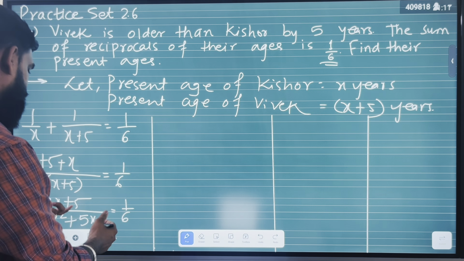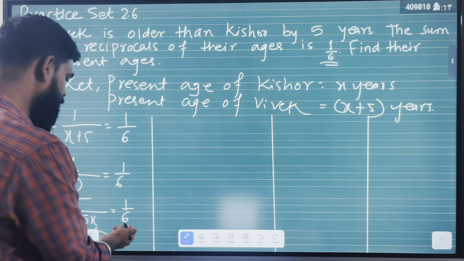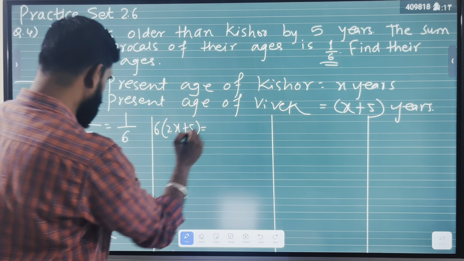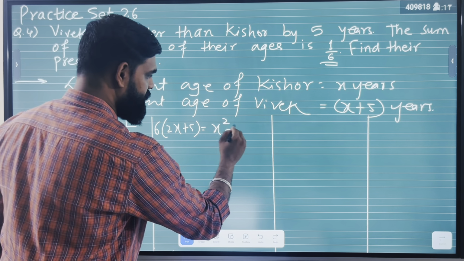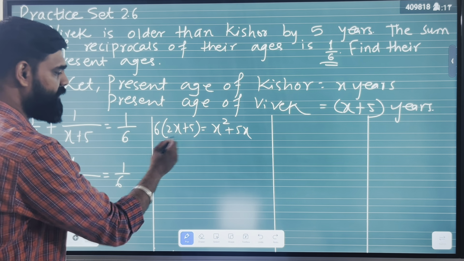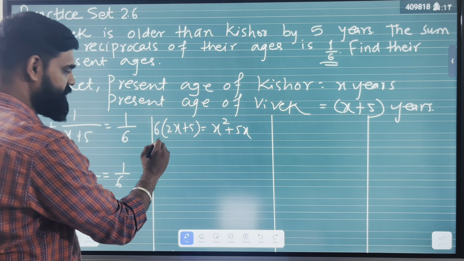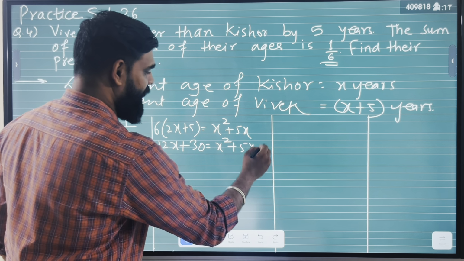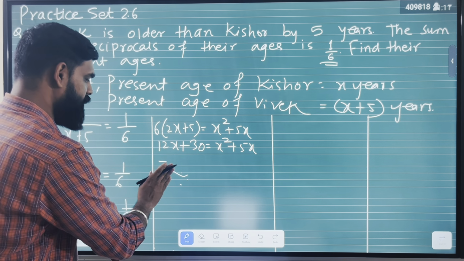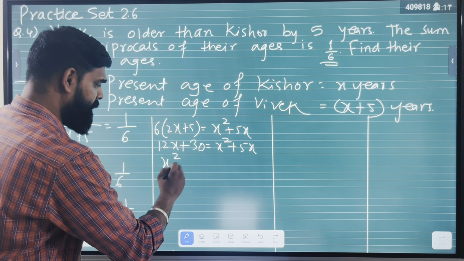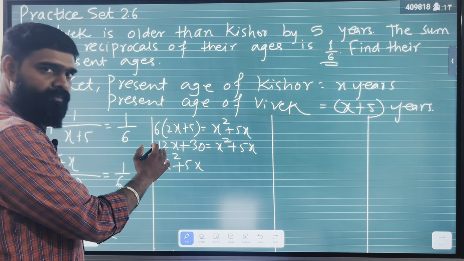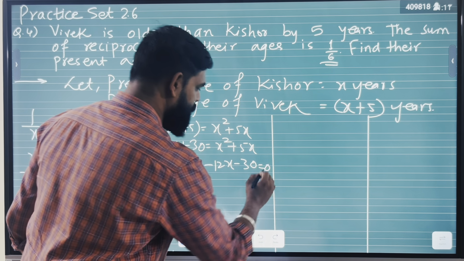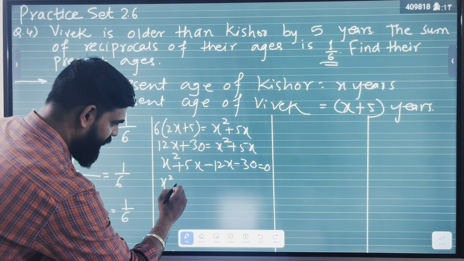So let us simplify it further. So we have to do cross multiplication again. So 6 into 2x plus 5 is equal to 1 into x square plus 5x. So after simplification we get 6 into 2x, that is 12x plus 6 into 5 is 30 is equal to x square plus 5x. Let us simplify it further. We will get x square plus 5x. If we bring this 12x to the right hand side, that will become minus 12x minus 30 is equal to 0. Let us subtract this.